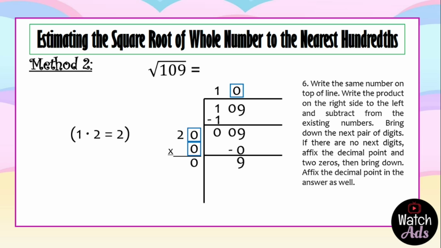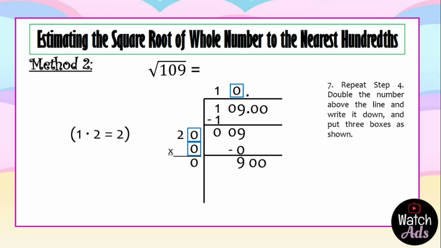And then we bring down the next pair of digits. In this case, there are no next digits, so we affix the decimal point and then bring down 2 zeros. Of course, since we affix the decimal point, we also have to affix it in our answer. Now we have 900. We have to repeat step 4.